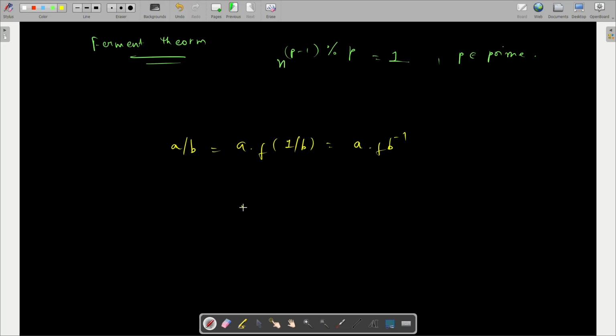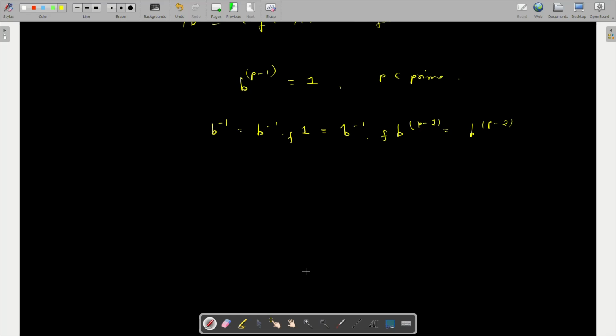Now we know that b to the power p minus 1 is going to be equal to 1 when p is prime. So b to the power minus 1 is equal to b to the power minus 1 dot f b to the power p minus 1, which is equivalent to b to the power p minus 2. Keeping it simple, I could have simply said b to the power minus 1 is equal to b to the power p minus 2.